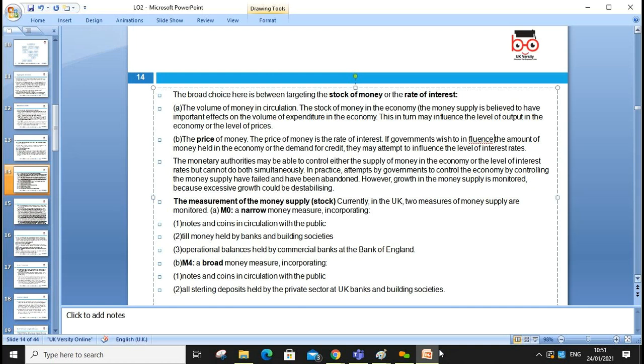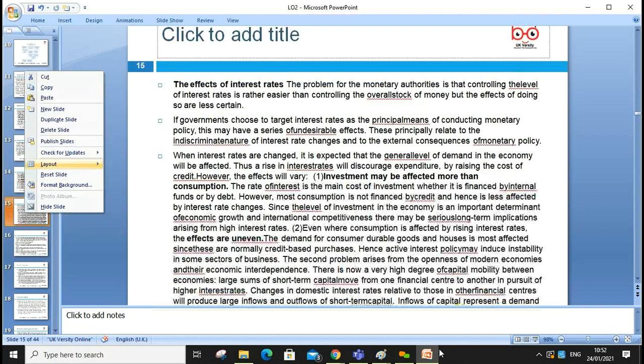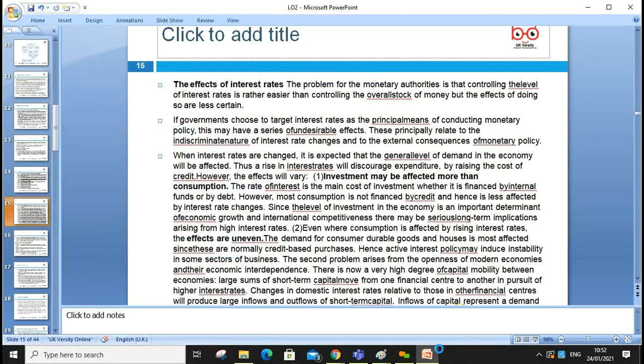So we need to look at the measurement of the supply of money. We need to look at narrow money measures, which is notes and coins in circulation with the public, plus the money held by the banks in operational balances. M4 we can look at as a broad money measure. So these are different measures we can take through the fiscal policy. Then we have further measures.